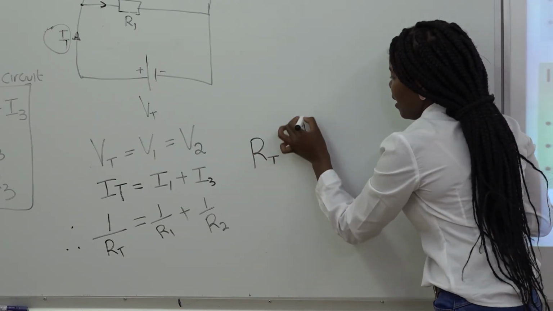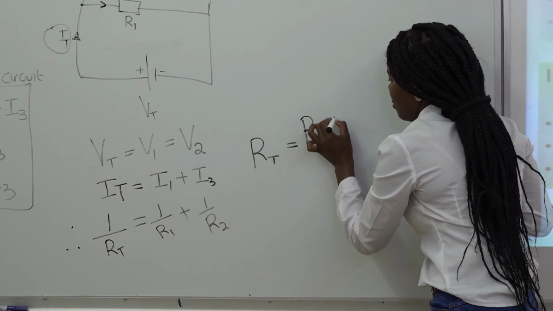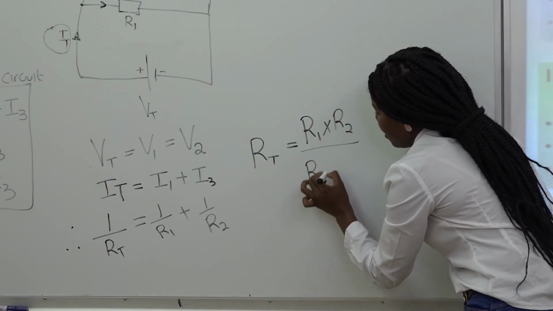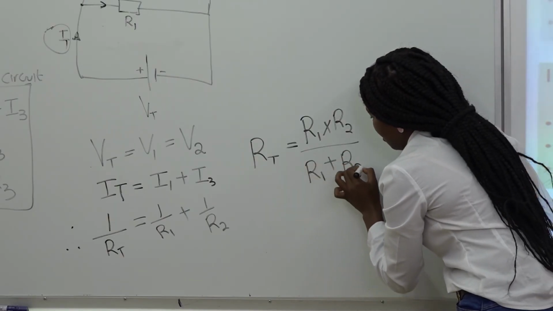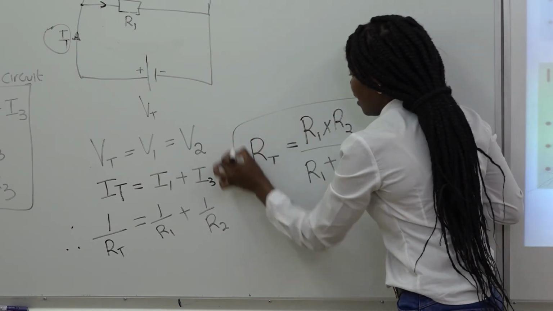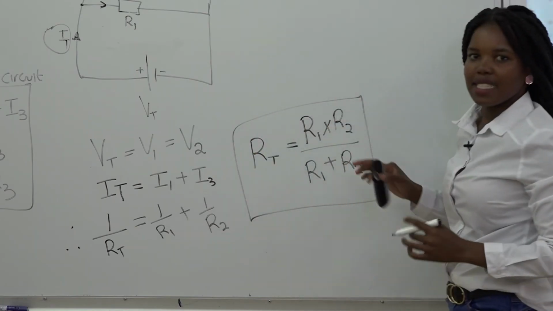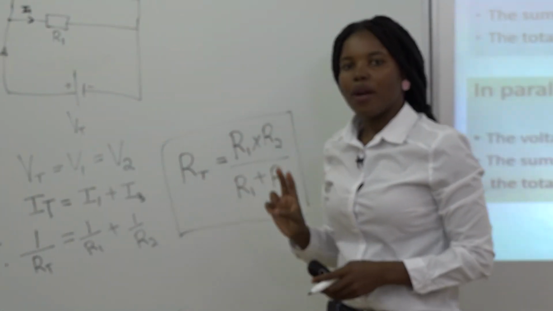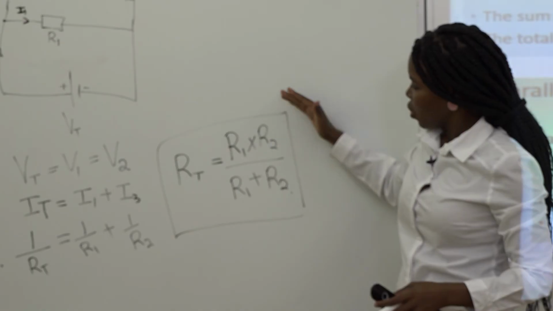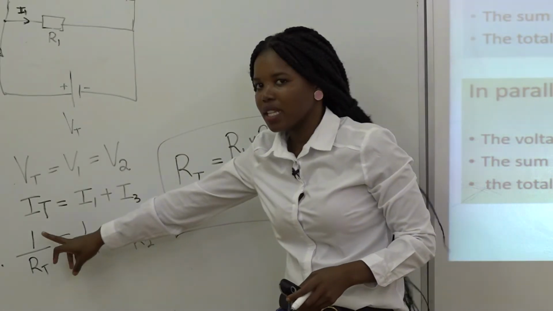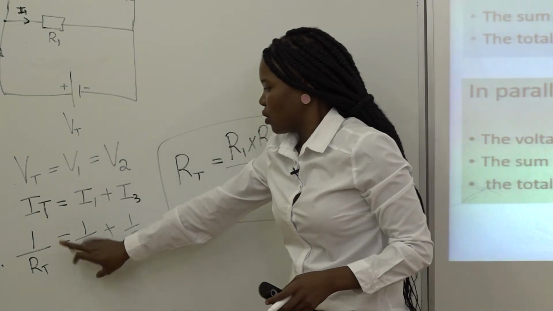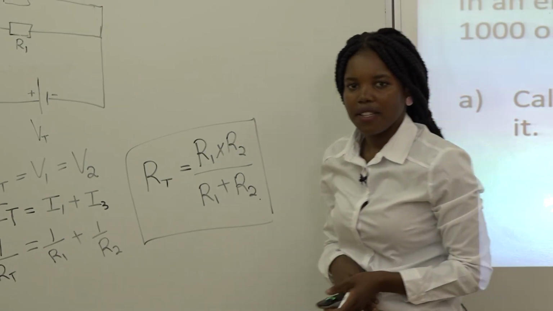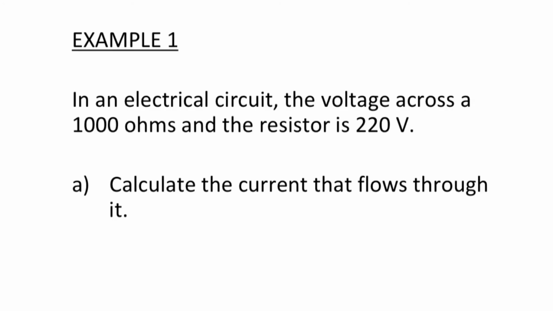We say it's R1 times R2 all over R1 plus R2. But you must note that this formula only applies if you are given 2 resistors. Once there are more than 2, you're not going to use this one. You are forced to use 1 over RT equals 1 over R1 plus and so on, depending on the number of resistors that you are given. Now let us look at our first example.